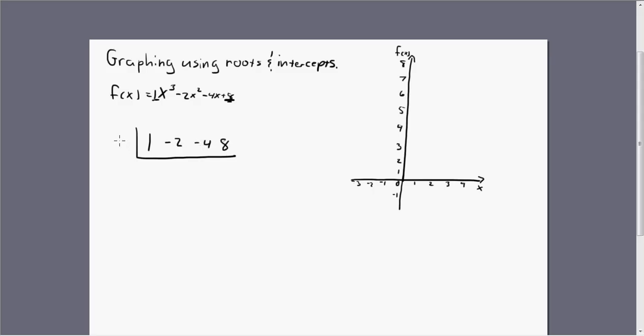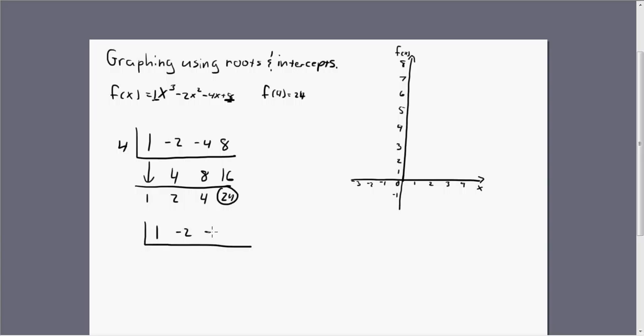And the first number I'm going to try is 4. So bring down my 1. 4 times 1 is 4. Negative 2 plus 4 is 2. 4 times 2 is 8. Negative 4 plus 8 is 4. 4 times 4 is 16. That gives me a remainder of 24, which is useful in knowing, but it's not really going to help me out. So I'm going to try another value, and it's quite big. F of 4 is 24, so I'm going to try a value like 2.